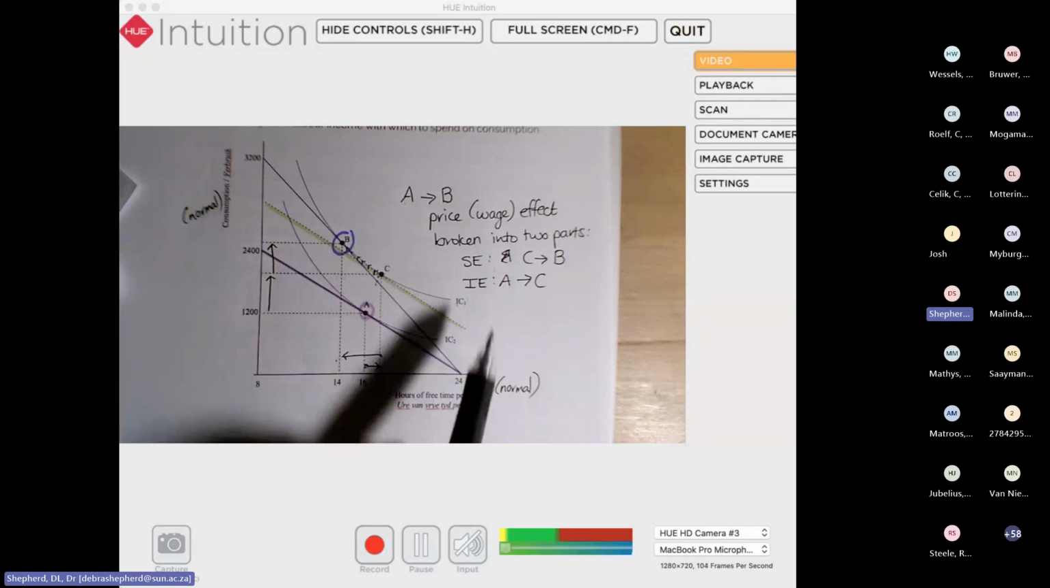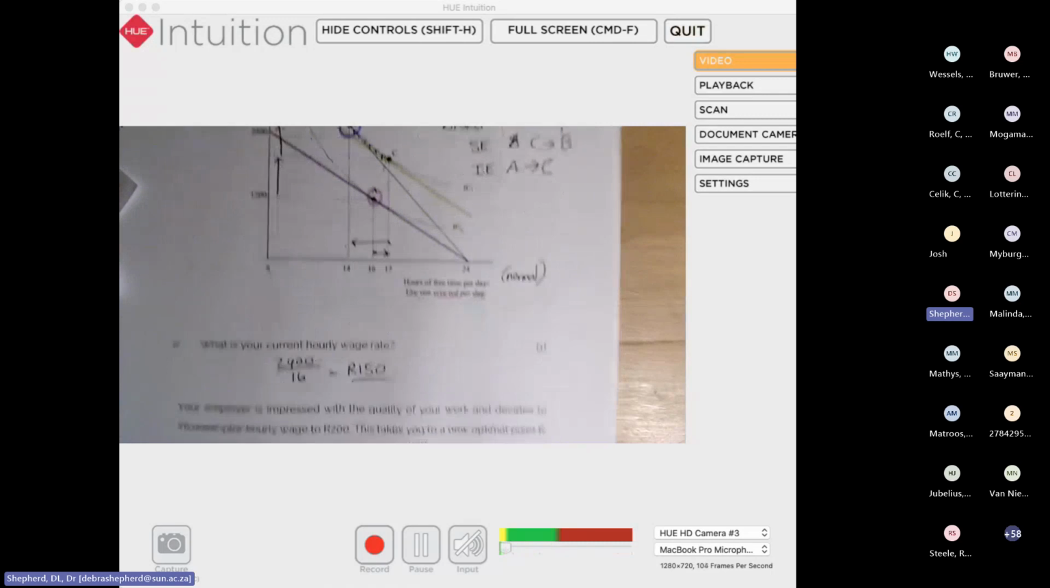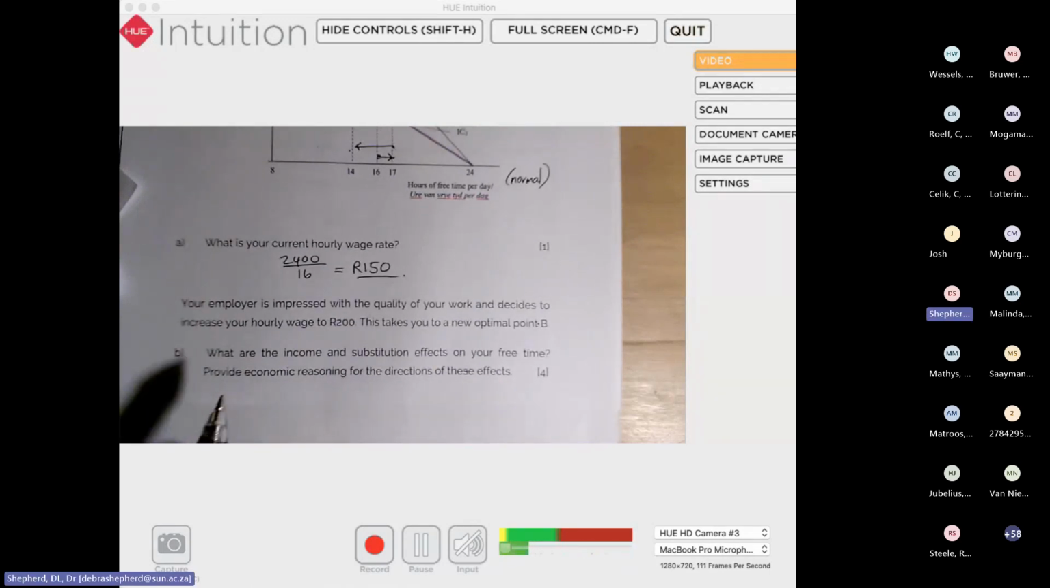So that's how we find the substitution and income effects in the picture. If we look at question B, it asks us, what are the income and substitution effects on your free time? Provide economic reasoning for the directions of these effects.